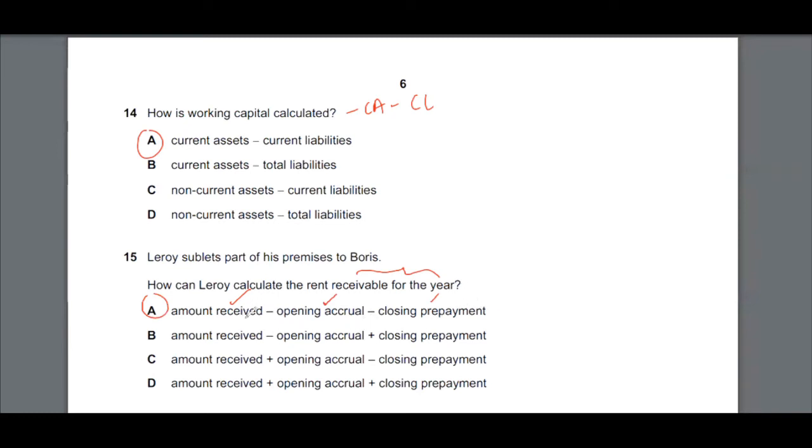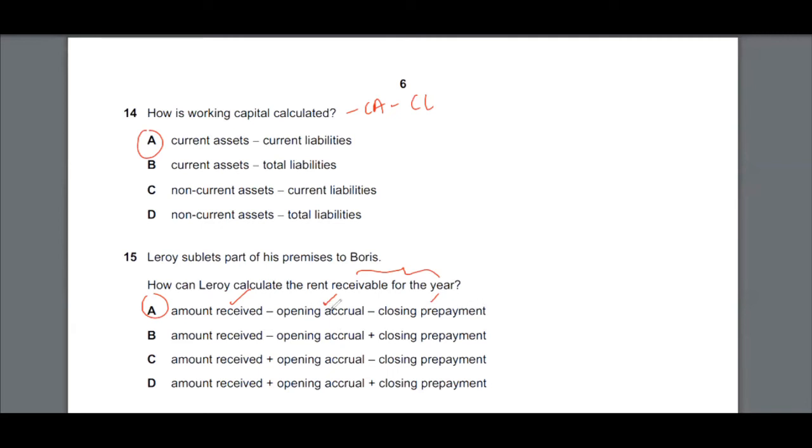for the year. Amount received is not the same as the total amount that belongs to that one year, right? Some of the amount received could belong to the previous year, some could belong to the next year. So that closing prepayment basically means the amount that belongs to the next year, so you need to deduct it because that does not belong to the current year.